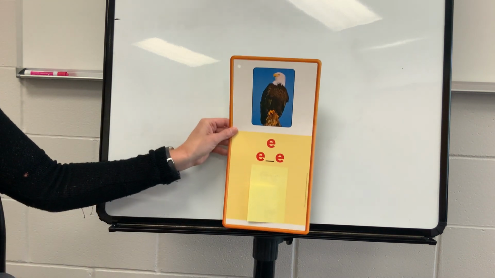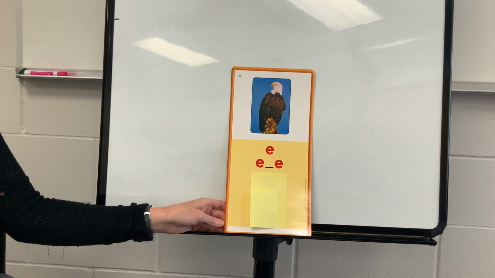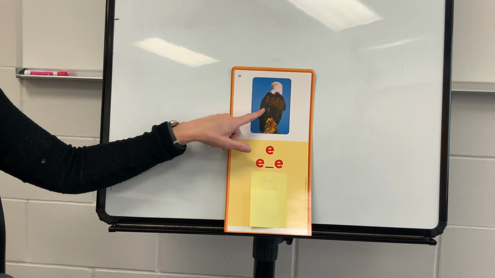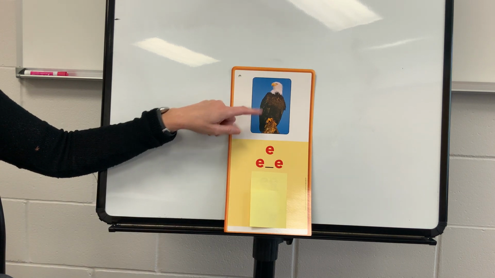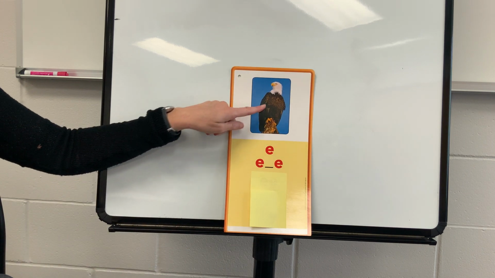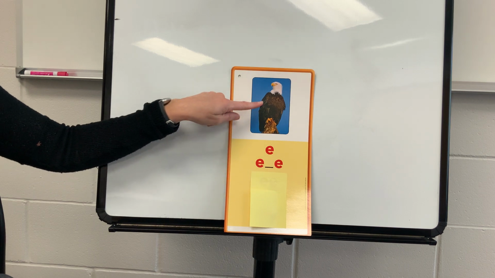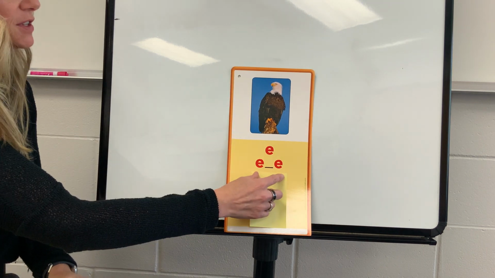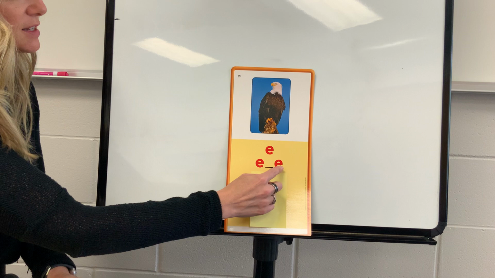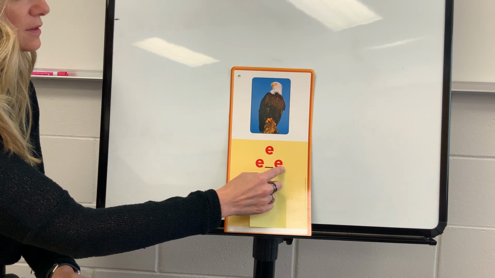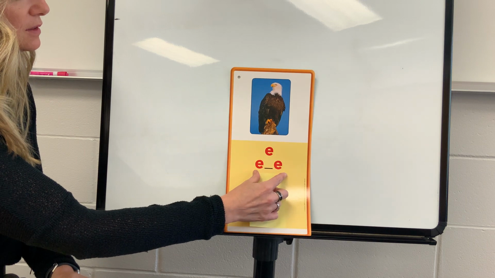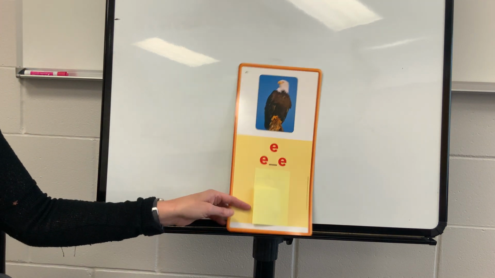Here is another long vowel sound. This is the picture of an eagle. The first sound in eagle is E. What is this picture? Eagle. What is the first sound in eagle? E. Here is the spelling for the sound E. E, consonant E. What is this sound spelling? E, consonant E. And what sound? E. Yes, E.